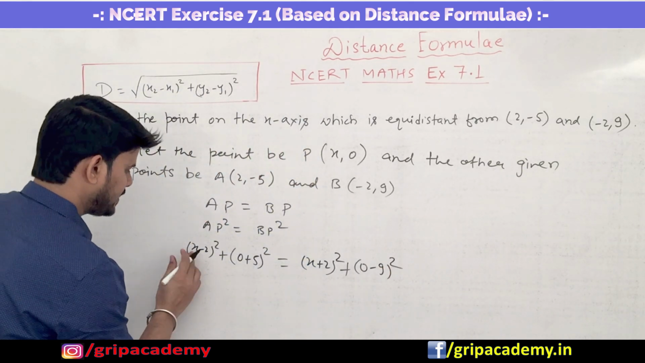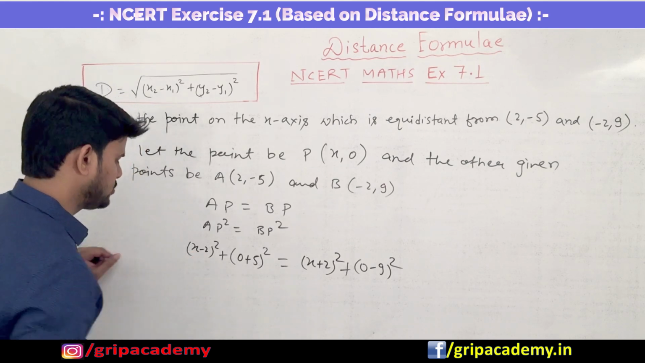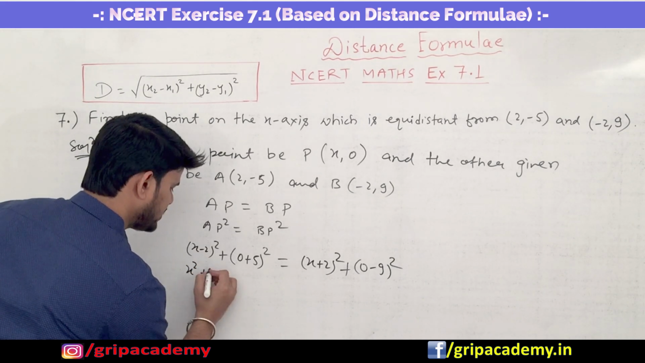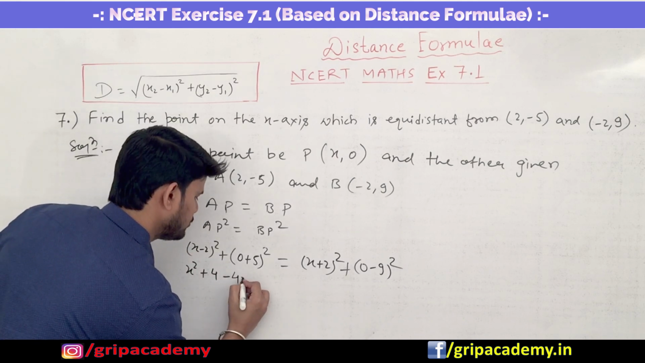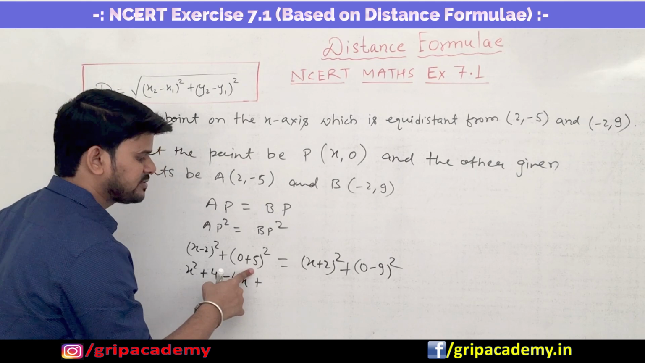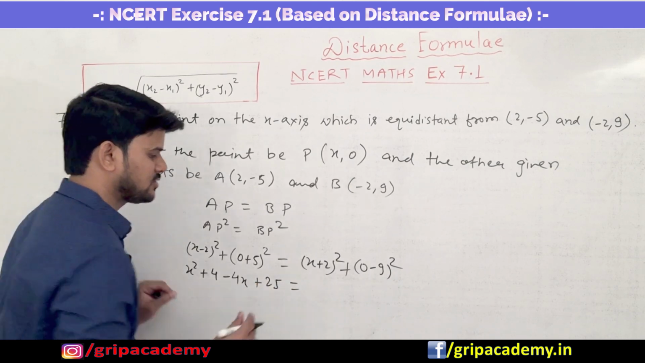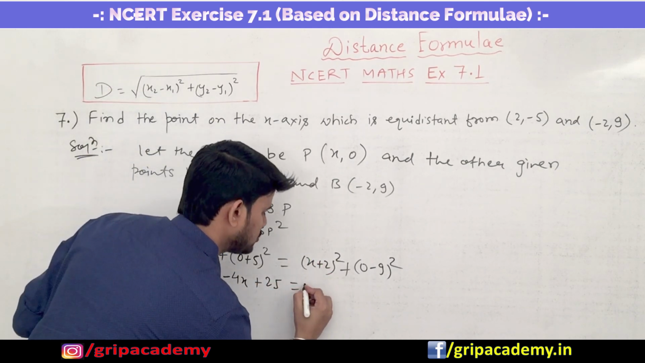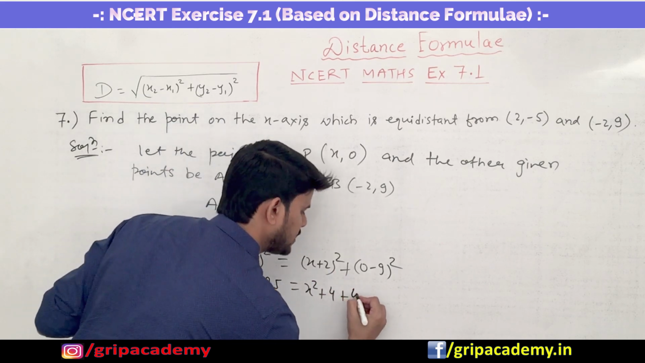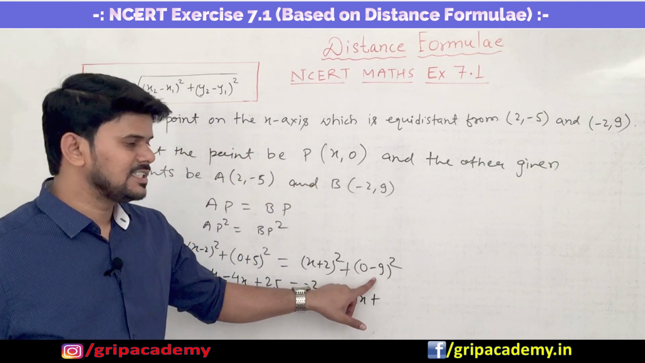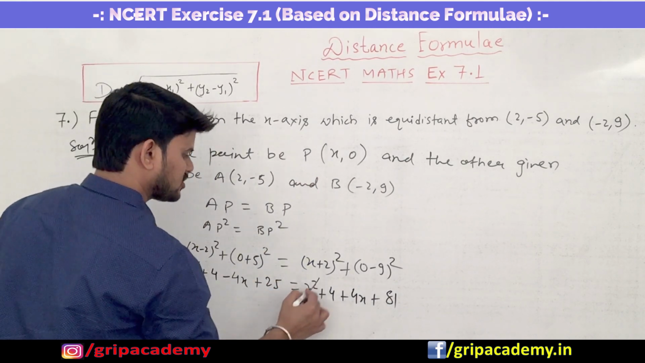Now open the bracket. (a - b) whole square is a square plus b square minus 2ab, so it will become x square plus 2 square, that is 4, minus 2ab, so 2 into x into 2, that is minus 4x, plus 5 square, that is 25, equals to again (a + b) whole square, so x square plus 4 plus 4x, plus (-9) square, that is 81. So this x square and x square got cancelled.